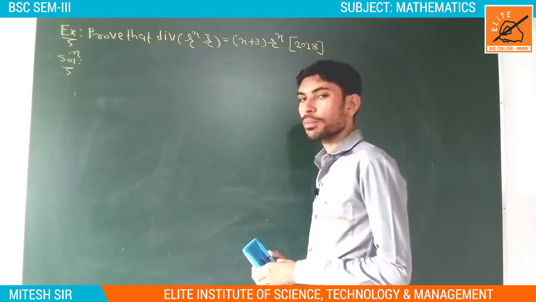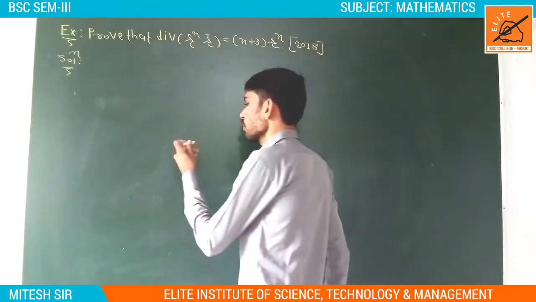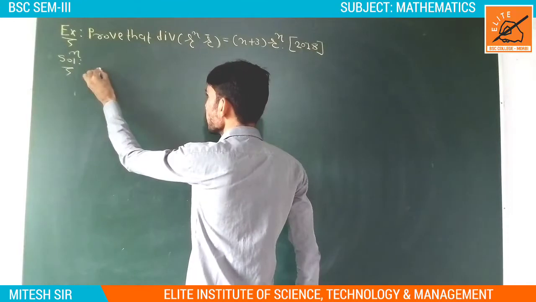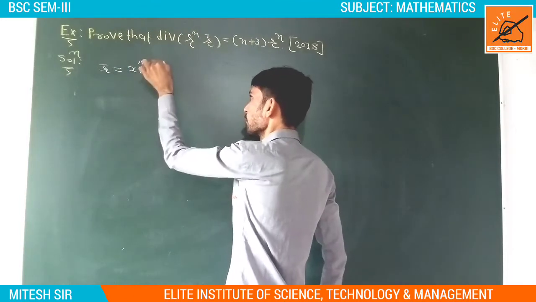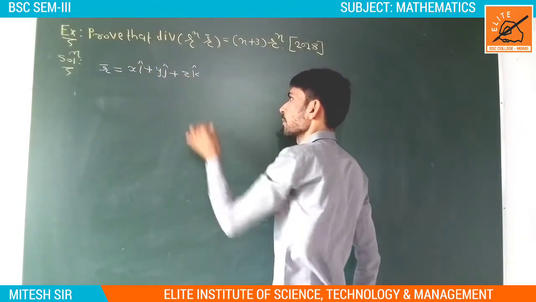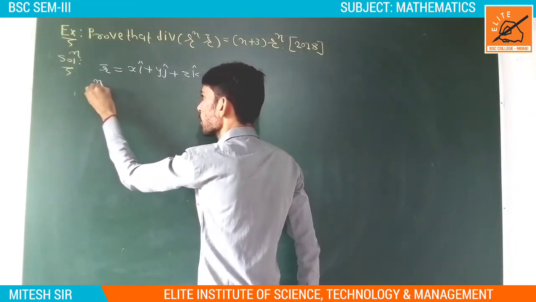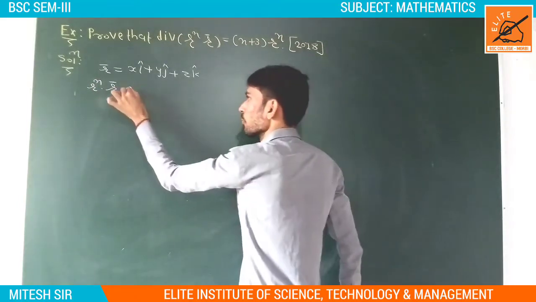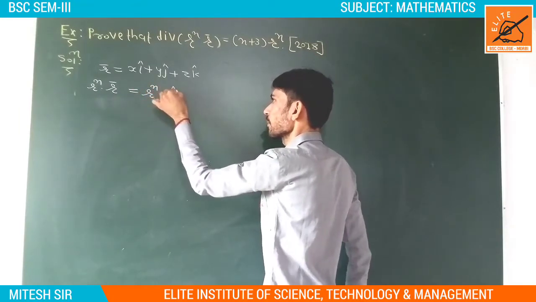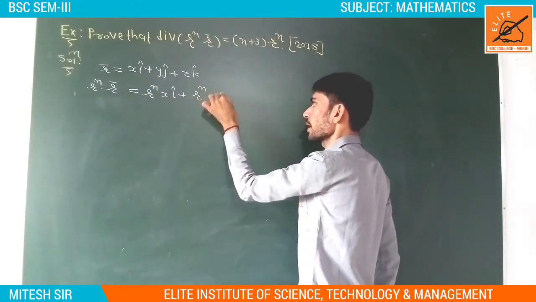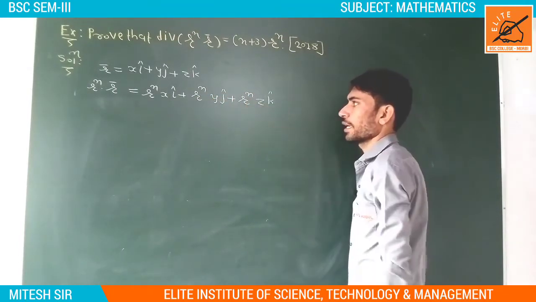So first of all we obtain r raised to n into r bar. After that we find its divergence. Let's see the solution. First of all, we know our vector r bar is x i cap plus y j cap plus z k cap. So first we find r raised to n into r bar, that means we multiply r raised to n with vector r bar, with each term. That means r raised to n x i cap plus r raised to n y j cap plus r raised to n z k cap.